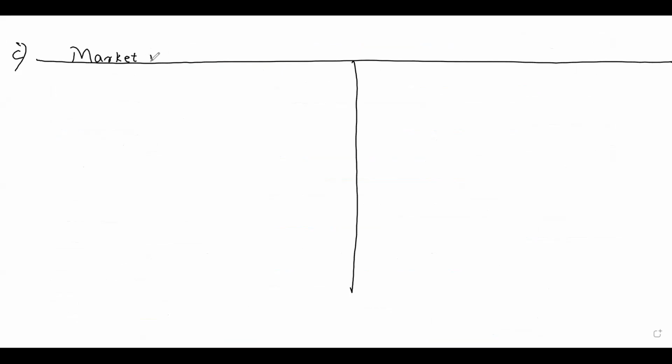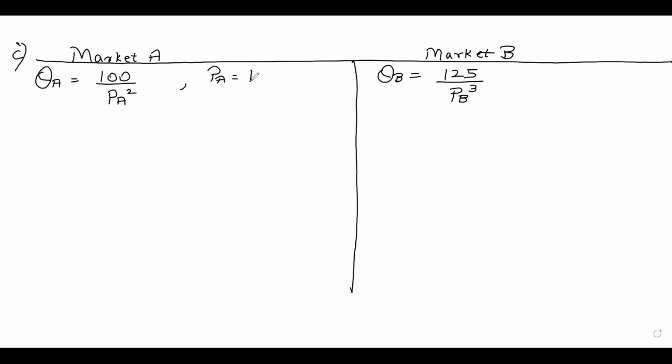So this is market A, and here we have market B. And what is given to us? We are given that in market A, my demand is QA equal to 100 upon PA square. In market B, we have QB, which is equal to 125 upon PB cube. And we are also given that in market A, the price is equal to 1. That information is given to us.